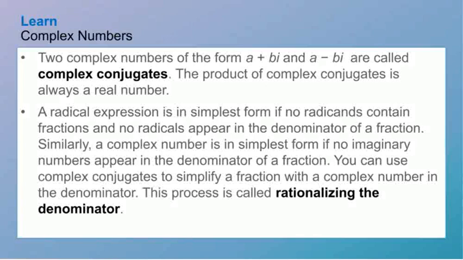A radical expression is in simplest form if no radicals contain fractions and no radicals appear in the denominator of a fraction. Similarly, a complex number is in its simplest form if no imaginary numbers appear in the denominator of a fraction. You can use complex conjugates to simplify a fraction with complex numbers in the denominator. This process is called rationalizing the denominator.